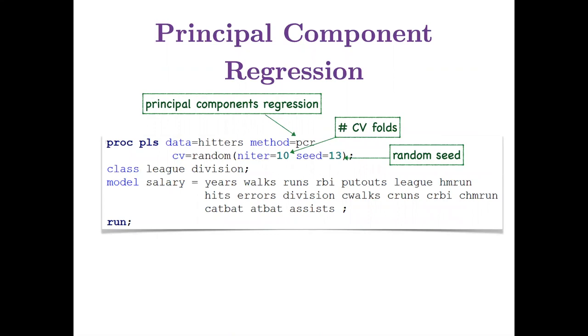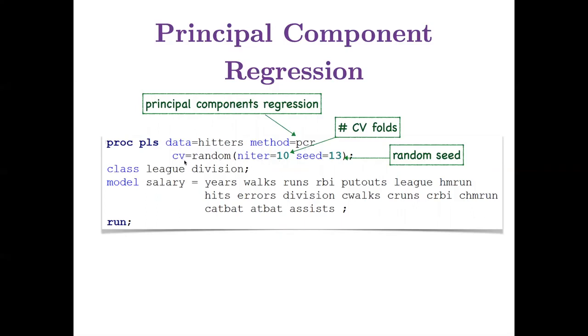To do principal component regression, we're going to use PROC PLS. Now we could just use PROC REG and put in the principal components that we compute from PROC PRINCOMP. The reason I'm using PROC PLS is because it will do that substitution math for us. It will also do the cross-validation for us. So when I put the method as PCR, that specifies just put principal components into regression.